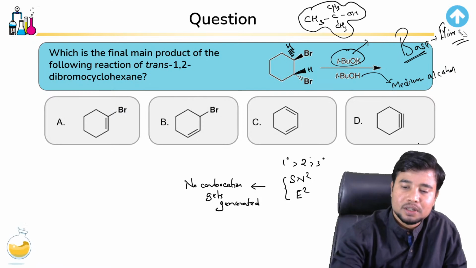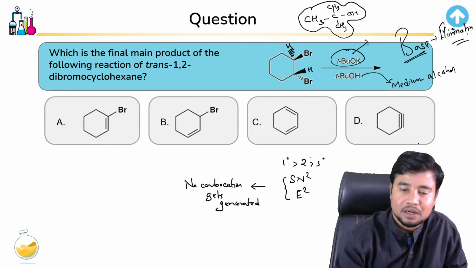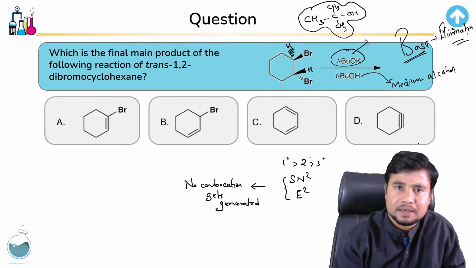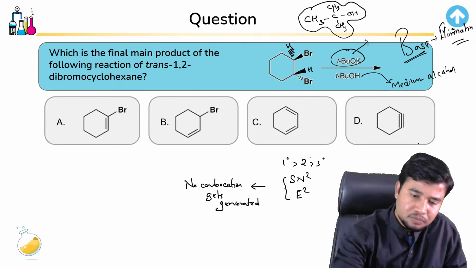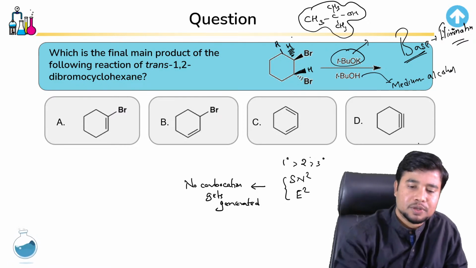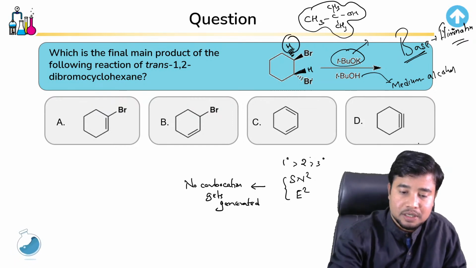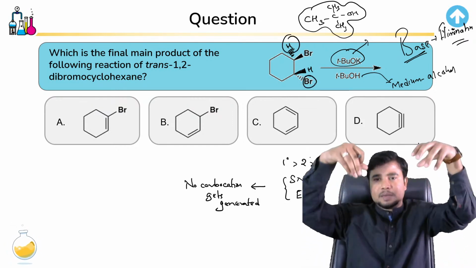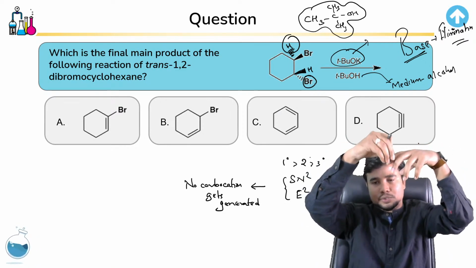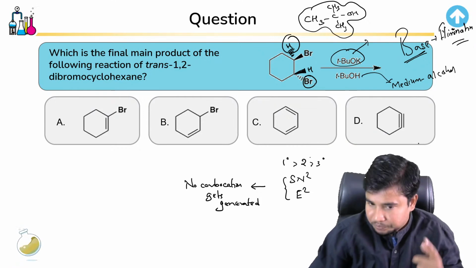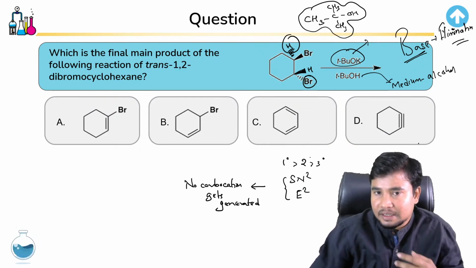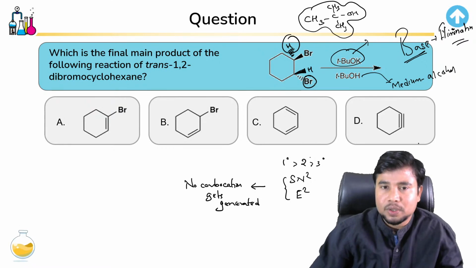So now that we know that it needs to undergo elimination, we can understand the progress and which product would be the major one. We could see here that there is a hydrogen over here, and this hydrogen and this bromine are in the same direction. So if you remove this hydrogen, that bromine removal isn't going to work out. That will be known to you if you know the E2 mechanism.